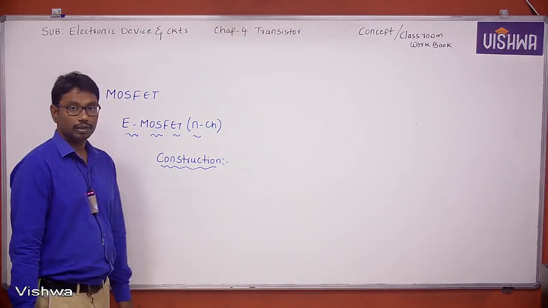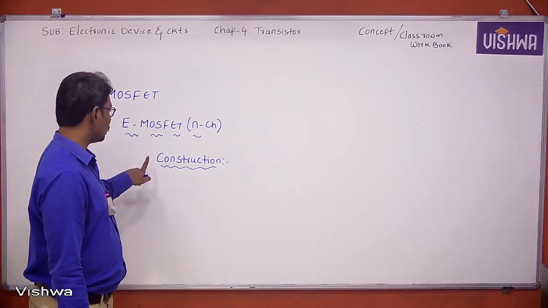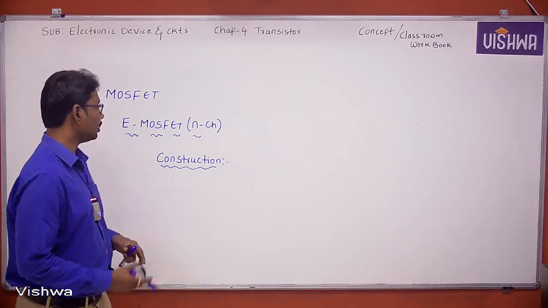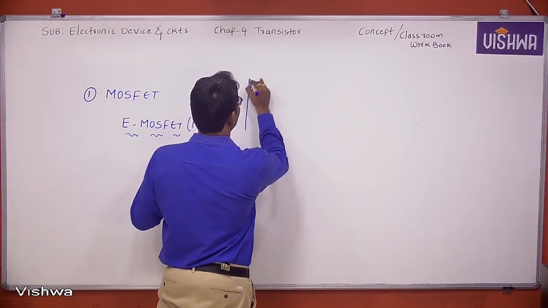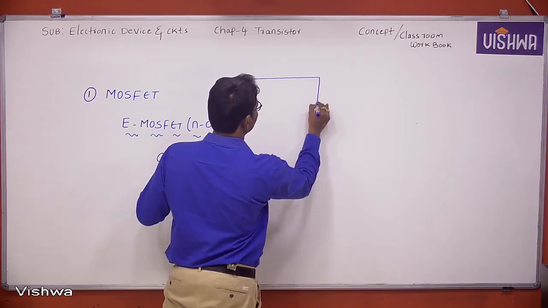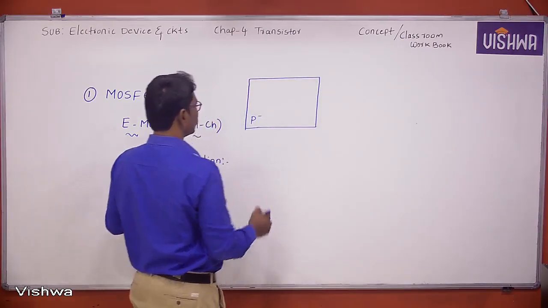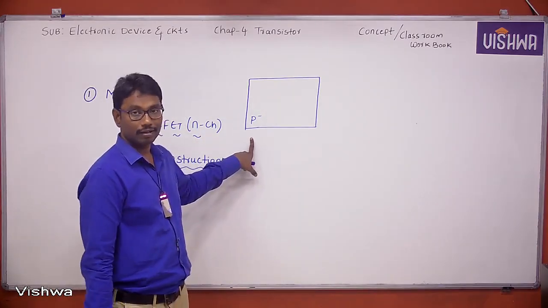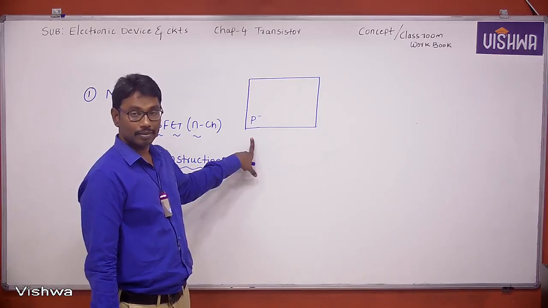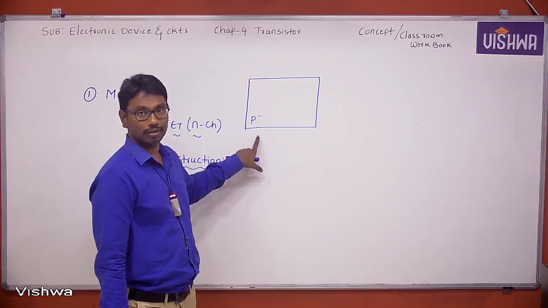So here, to construct an N-channel enhancement MOSFET, first consider a lightly doped P-type semiconductor material. This lightly doped P-type semiconductor material acts as a substrate or bulk, and it provides mechanical support.